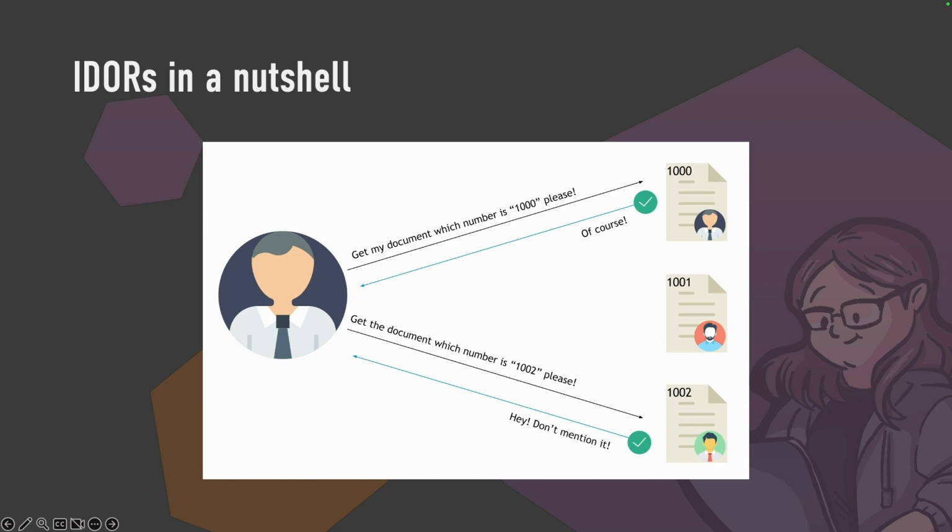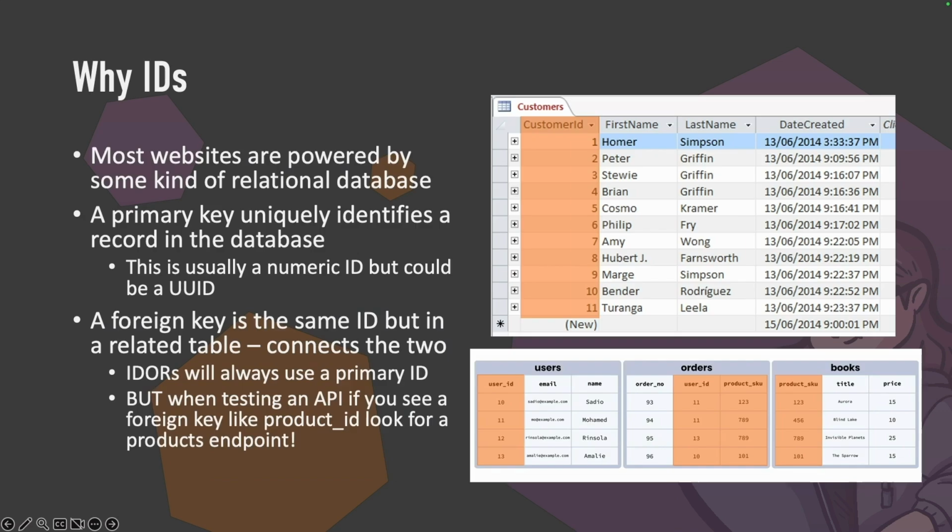Now, the complexity with this comes when we start to think about all the different ways we can grant permissions, and particularly in enterprise software, this can get muddy very, very quickly.